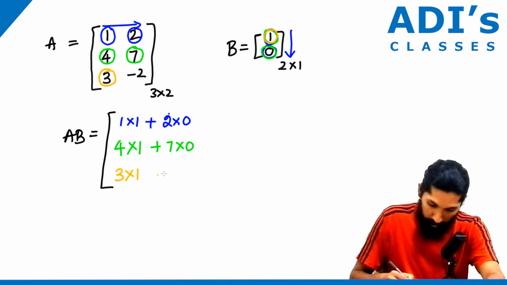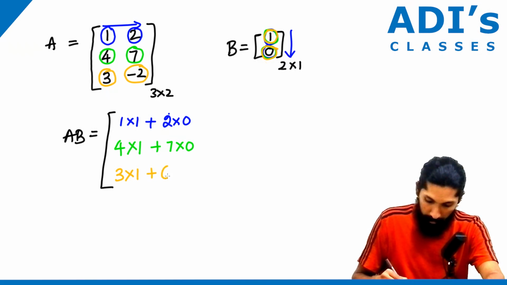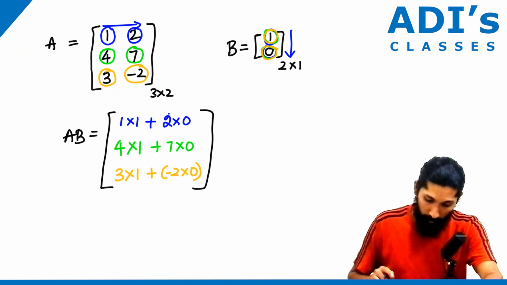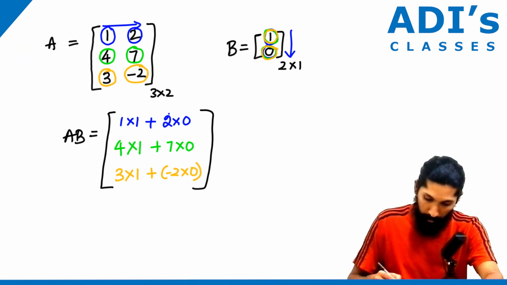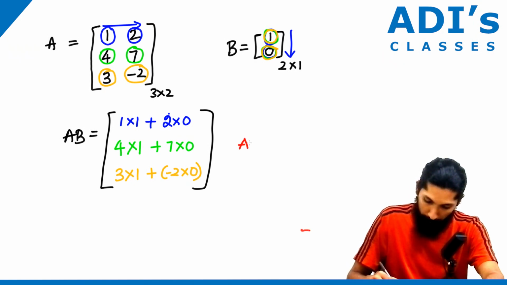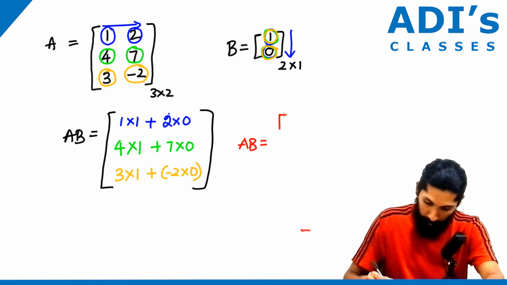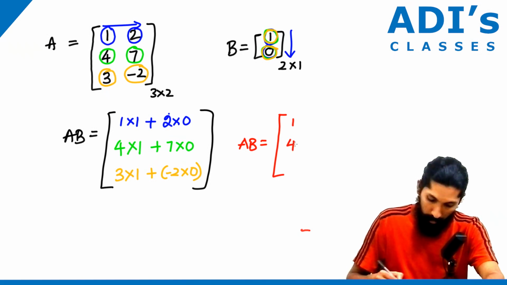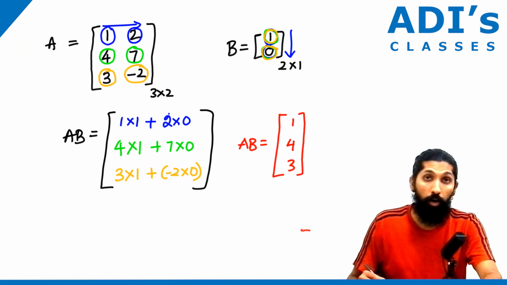3 into 1 minus 2 into 0 plus minus 2 into 0. So what you get finally here, this is what you are going to get. Basically, AB finally you can write down AB is equal to, so 1 into 1 is 1, 1 plus 0 is basically 1, 1, 4 plus 0 is 4, 3 plus 0 is 3. 1, 4, 3.